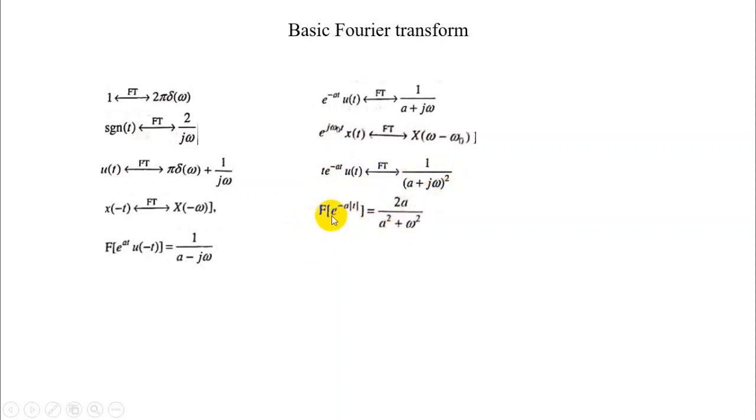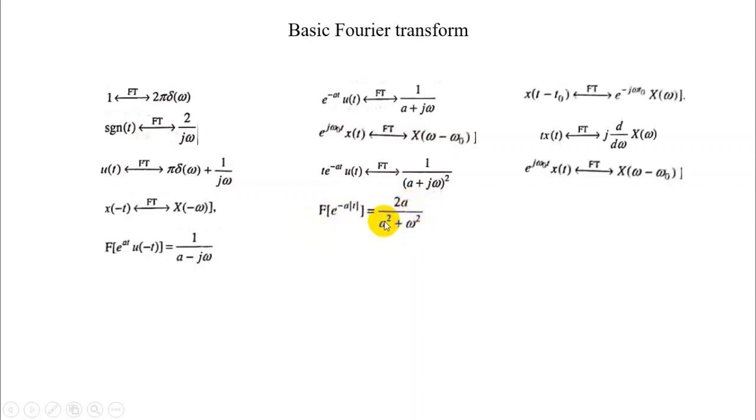So another important transformation is e to the power minus a mod of t, and in this case it would be twice a divided by a square plus omega square. And I tried my best to place them sequentially so that you can memorize or practice in this way. You will never fall into a pitfall or make a mistake.